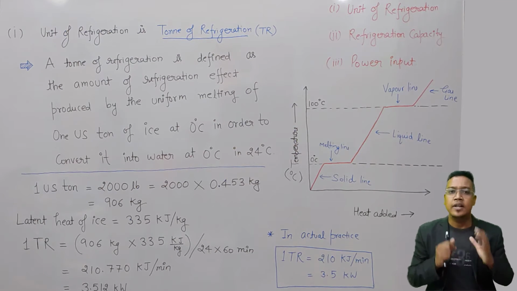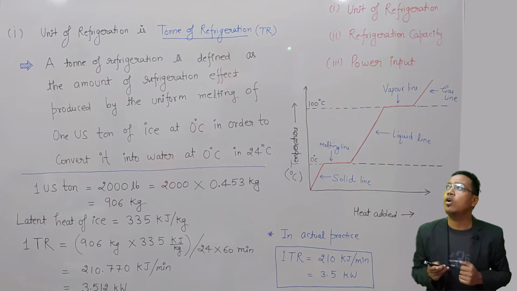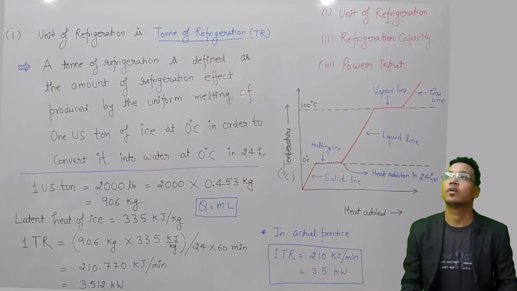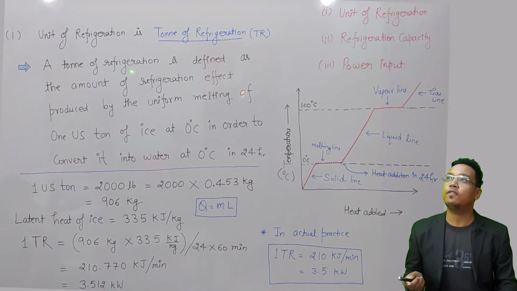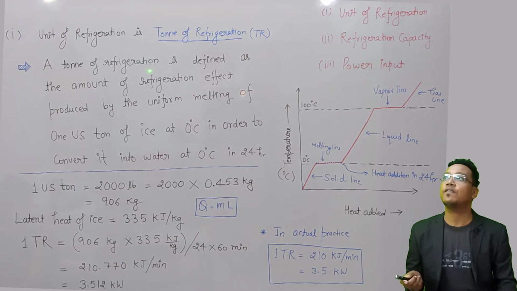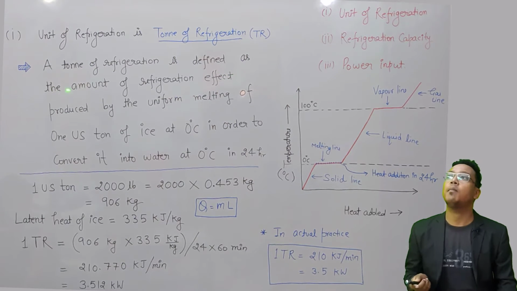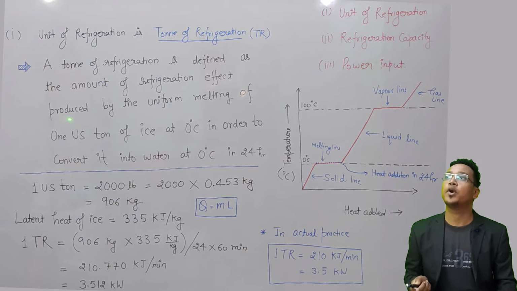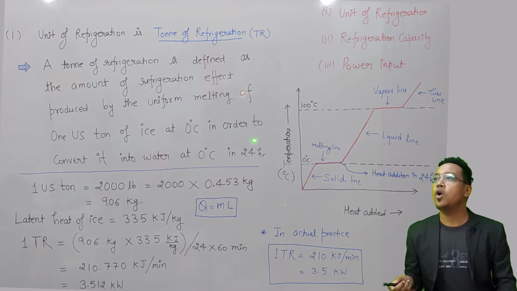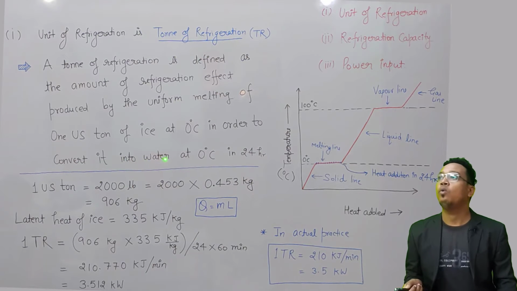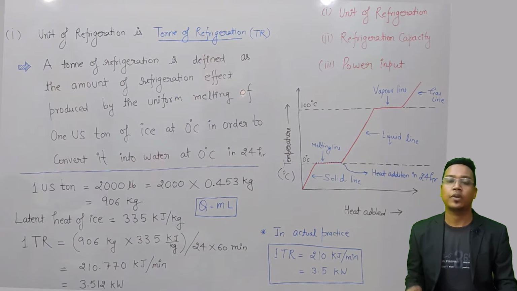Okay. So let's see here what is 1 ton of refrigeration. Let's see the definition of 1 ton of refrigeration. 1 ton of refrigeration is defined as the amount of refrigeration effect produced by the uniform melting of 1 US ton of ice at 0 degrees Celsius in order to convert it into water at 0 degrees Celsius in 24 hours.